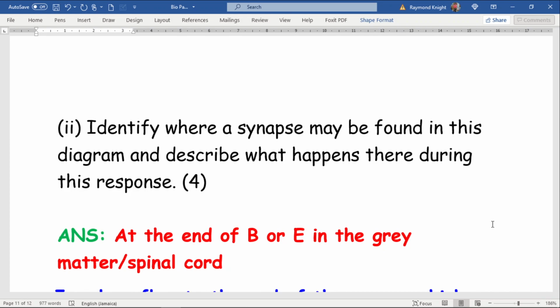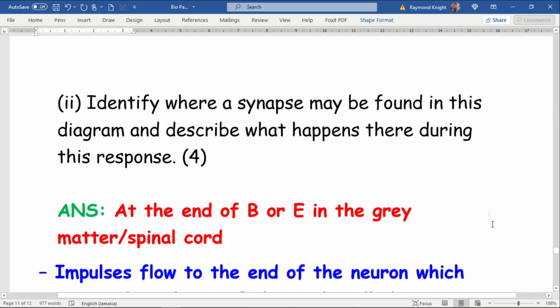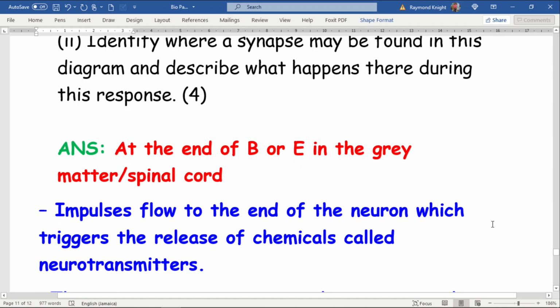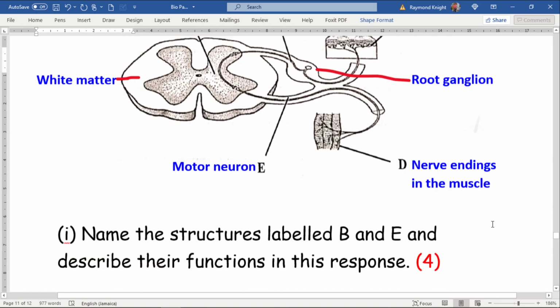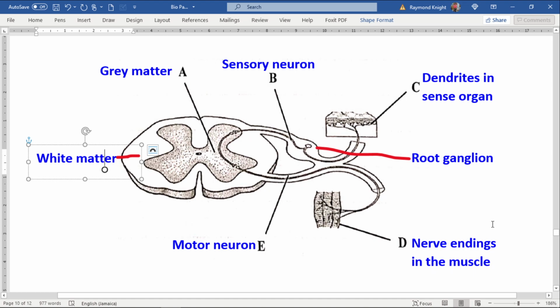Now, just to make this clear, a synapse is any location where 2 nerves meet. So we have 2 nerves meeting, or 2 neurons, or 2 nerve cells. That's where you have a synapse. So you have it at the end of neurons, or between neurons. All right. And here I have it as the end of B or E. Why did I put B or E? Just for you to see. If you go back there, you'll notice that at the ends of B and E in the spinal cord, in the gray matter, you actually will see here a small space between the neurons.